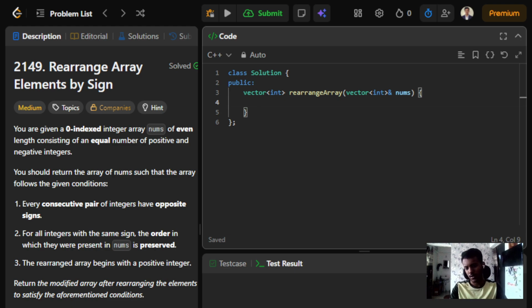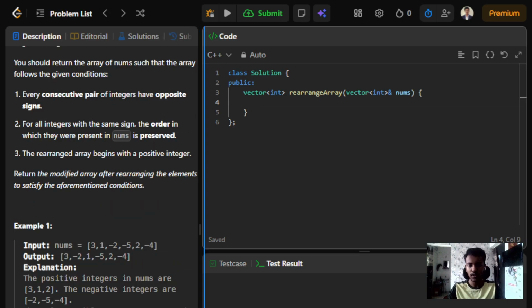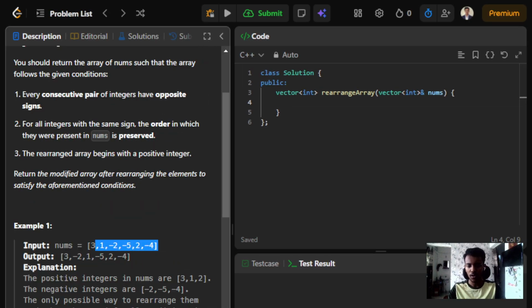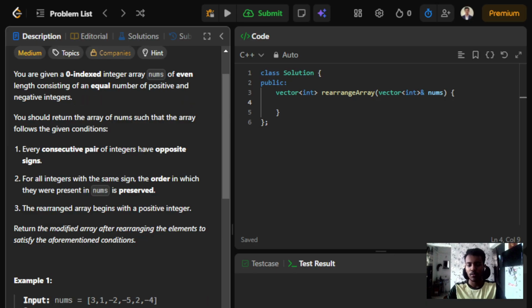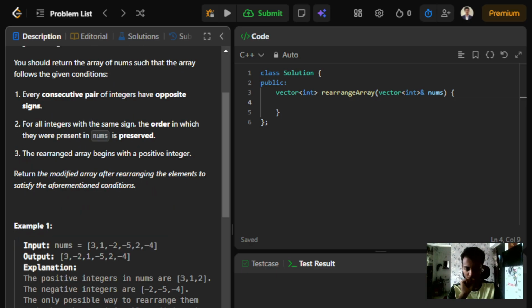So what this question states is just that we have been given a mixed array of positive and negative numbers. We have to arrange the array in such a format that the numbers are in their respective order, not ascending or descending, but in the order as they were given in the original array.